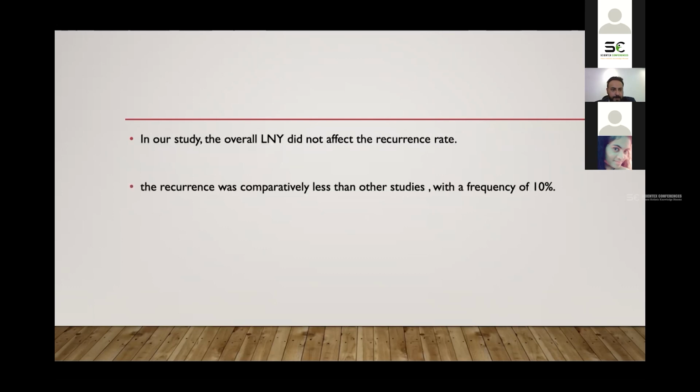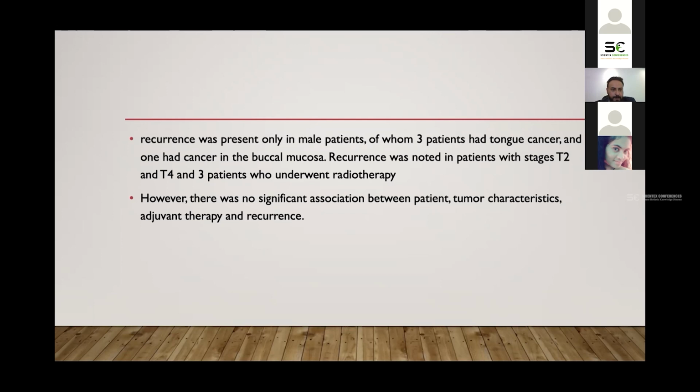In our study, the overall lymph node yield did not affect the recurrence rate. The recurrence was comparatively less than in other studies, with a frequency of 10%. Recurrence was present only in male patients, of whom 3 had tongue cancer and 1 had cancer of the buccal mucosa. Recurrence was also noted in patients with stage T2 and T4, and 3 of them had post-op radiotherapy. However, there was no significant association between tumor recurrence, tumor characteristics, and adjuvant therapy.